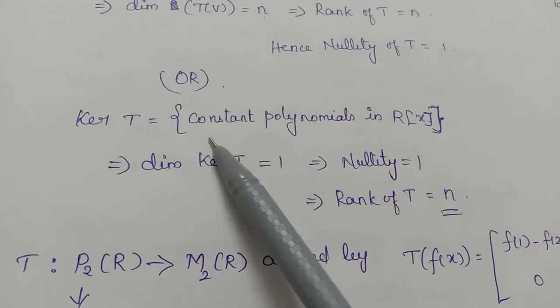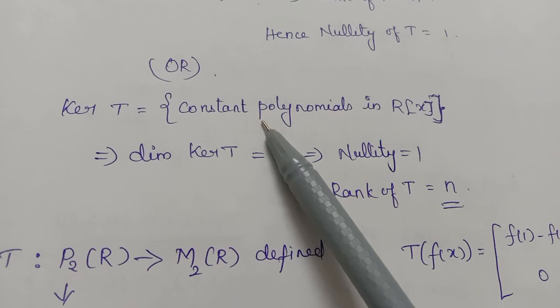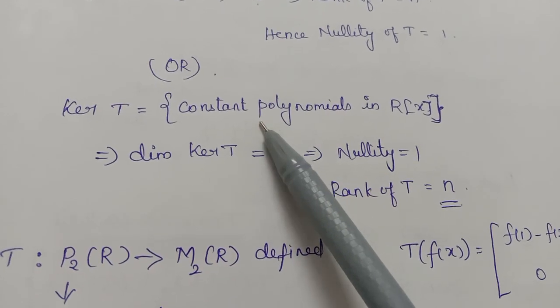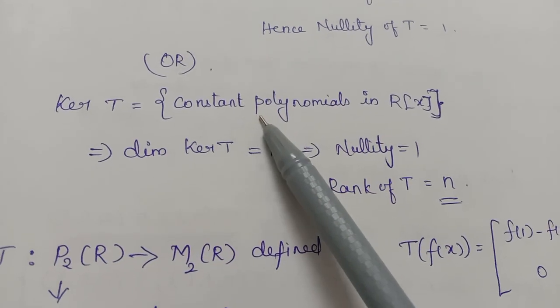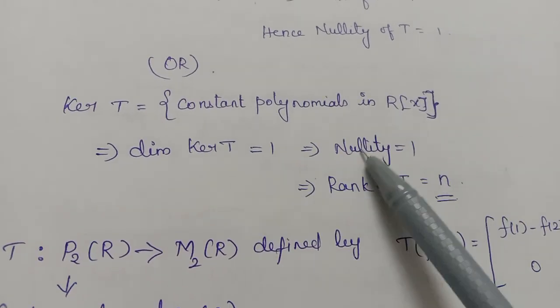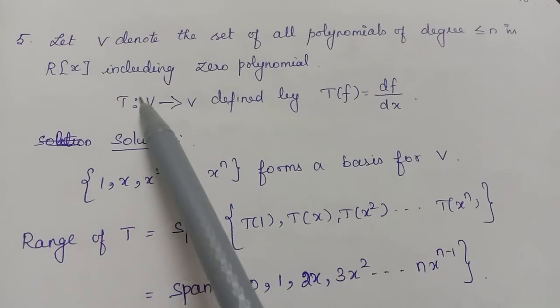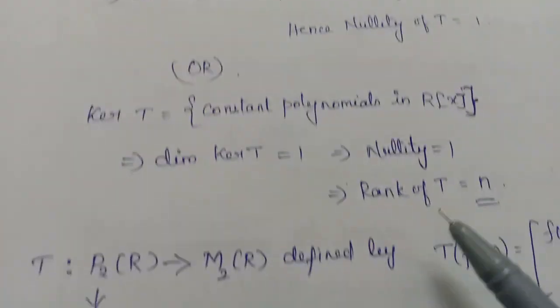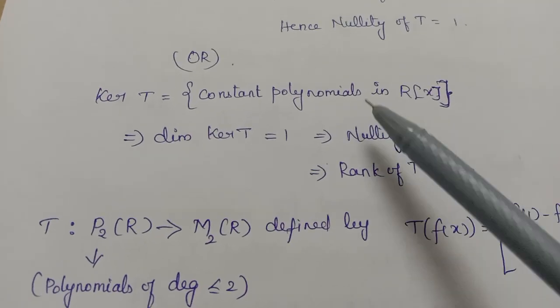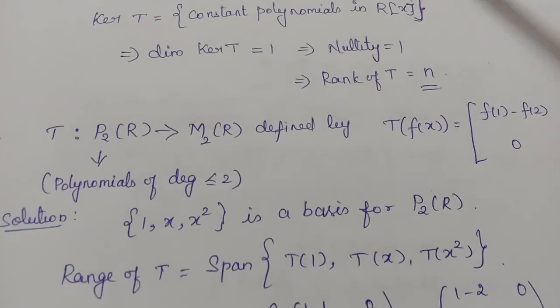Okay, so constant polynomials means just real numbers. The set of real numbers forms a vector space of dimension 1. So dimension of kernel of T equals 1, that is nullity equals 1. So when the nullity is equal to 1 and this is of dimension n plus 1, what will the rank be? N. Okay, so this is somehow simpler than the previous way. So you can do it in any one of the ways.